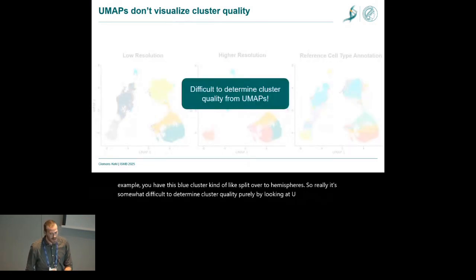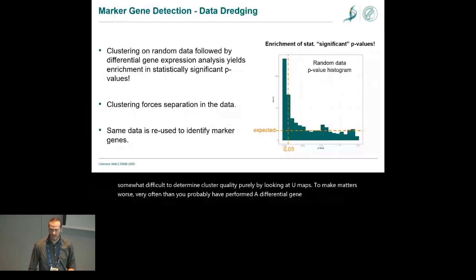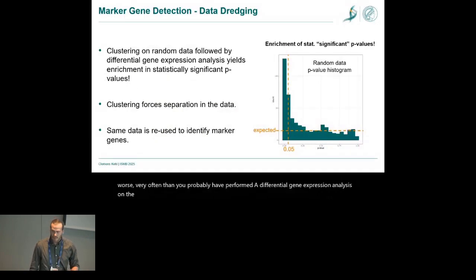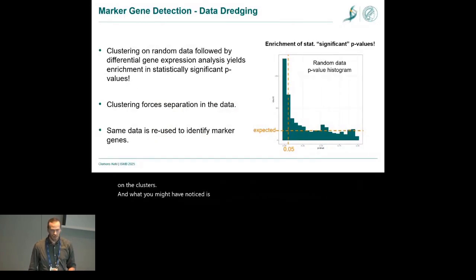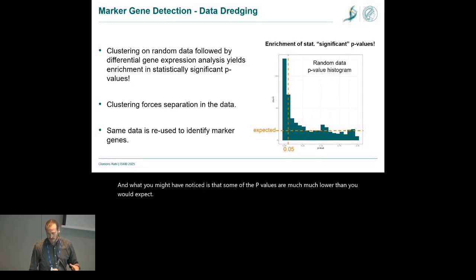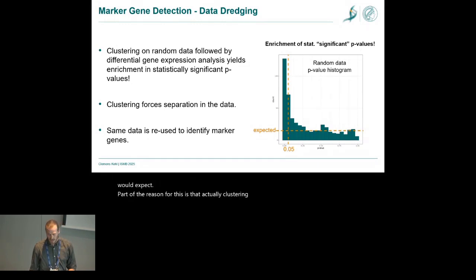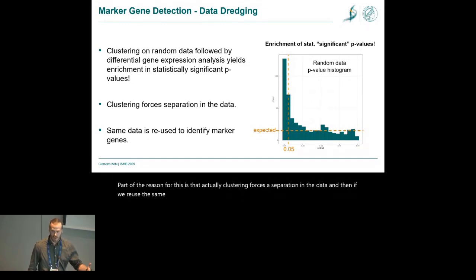To make matters worse, very often you probably have performed a differential gene expression analysis on the clusters. And what you might have noticed is that some of the p-values are much, much lower than you would expect. Part of the reason for this is that clustering forces a separation in the data. And if we reuse the same data to perform differential gene expression analysis and find the marker genes, we get an enrichment in statistically significant p-values.